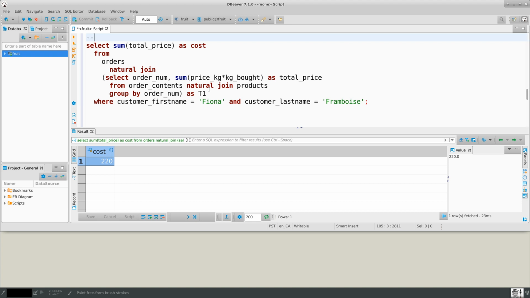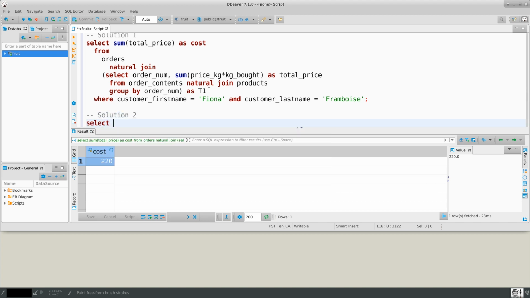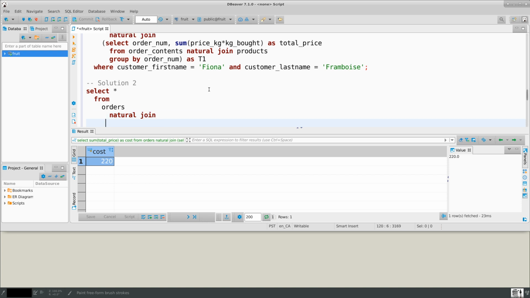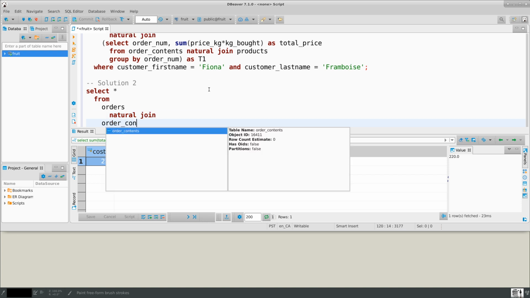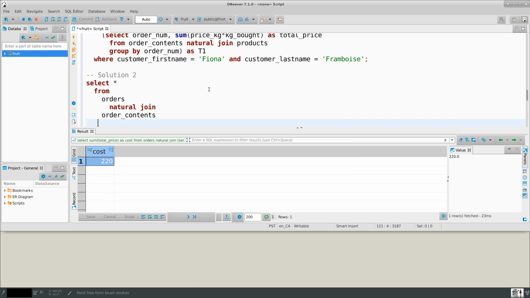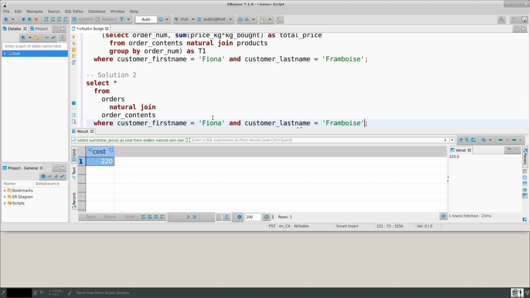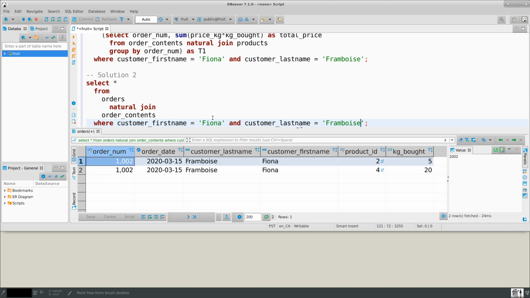I'll label these solution 1, solution 2. So I'm going to begin by first selecting all of the products this customer has ever ordered. So select star from, and we'll try orders, natural join, order contents, where, and then I'm just going to copy and paste this. I chose the longest customer name for some reason to use as my example. So I run that. That selects every product this customer ever purchased.